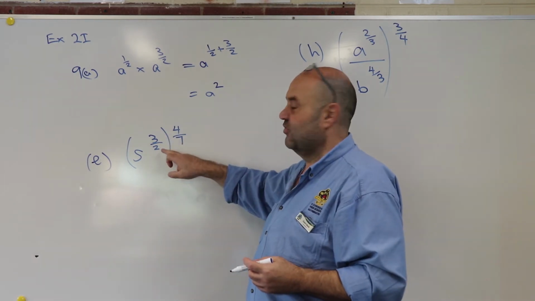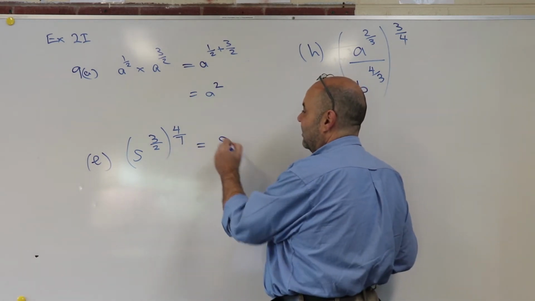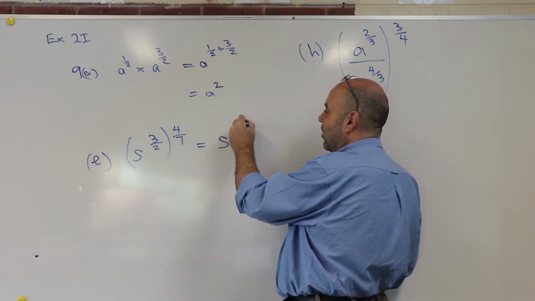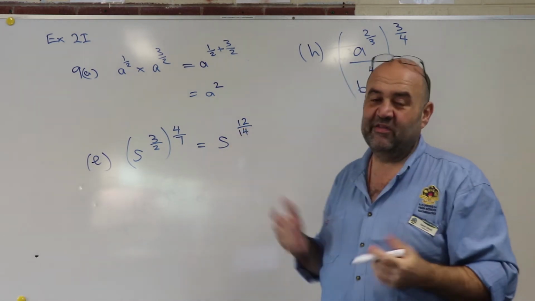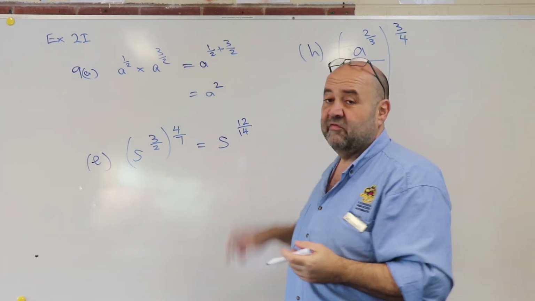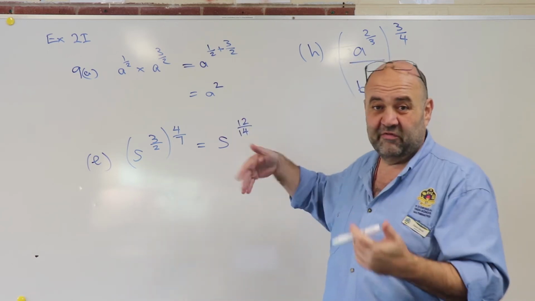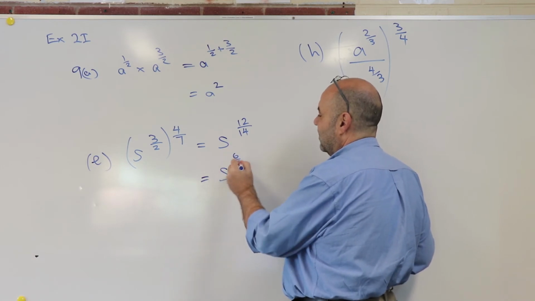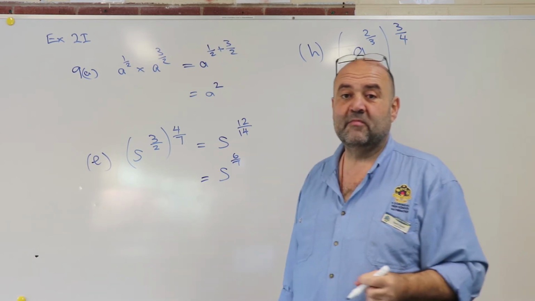S to the power of 3 on 2 to the power of 4 on 7. I'm just going to multiply the powers. So I've got S 3 over 2 times 4 over 7. 3 times 4 is 12. 2 times 7 is 14. And then whenever I see a fraction with common factors I want to simplify, 12 over 14, I need to find a number that goes into both. 2 goes into both 12 and 14, so I divide both by 2. So I get S to the power of 6 on 7, dividing both top and bottom by 2. And that's it, that's the answer. Okay.